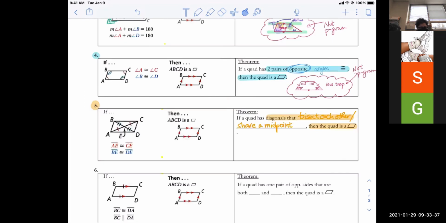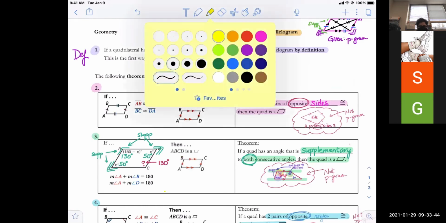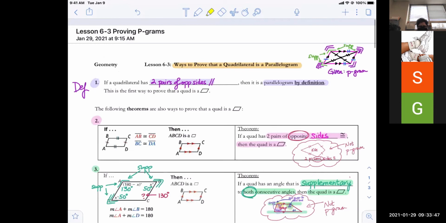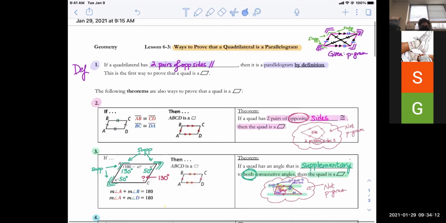So each one of these, you know how there were 5 properties? I said that there were 2 that were about sides for the properties, the parallel and the congruent. The properties about angles were that you had opposite angles congruent and you had consecutive angles supplementary. And then the diagonals bisect each other. All of these correspond to a property.